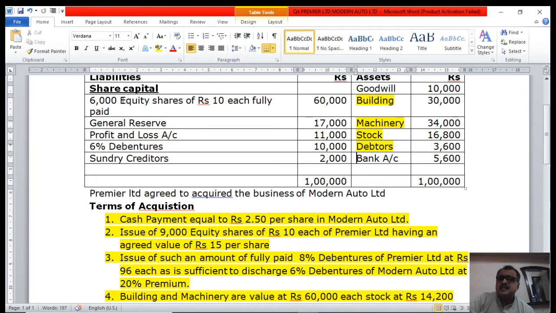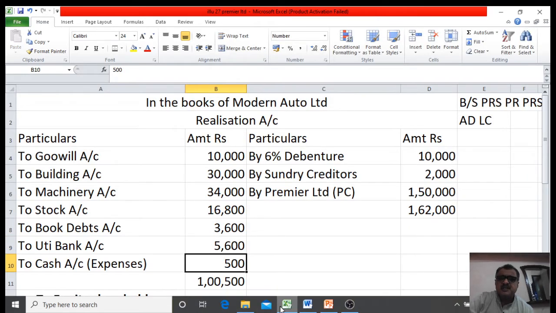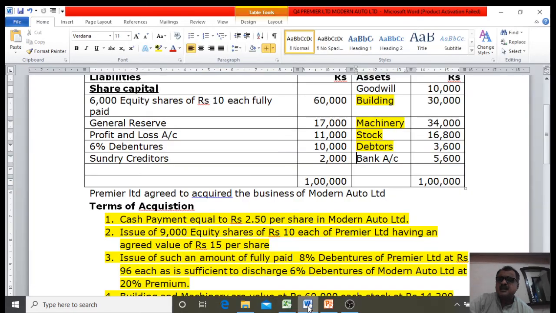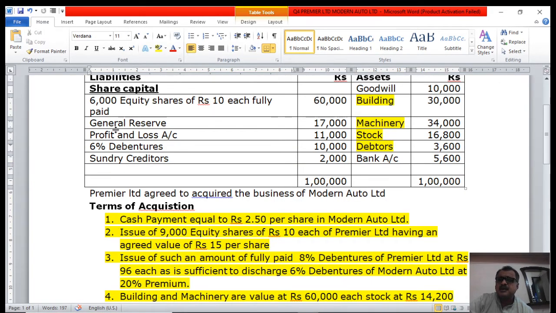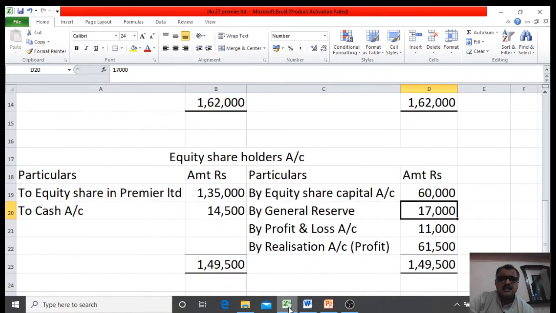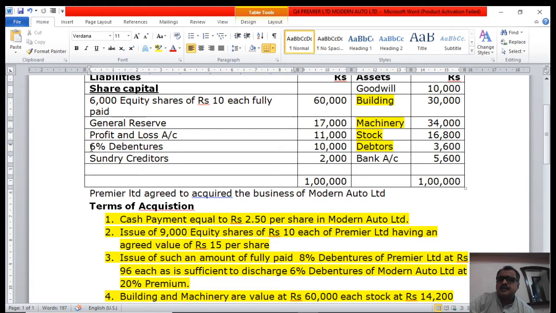The first liability is 6,000 equity shares of rupees 10 each. So this will go in equity shareholder account. So you have to write here in equity shareholder account by equity share capital 60,000. The next liabilities are two reserves, that is general reserve and profit and loss account. Now these two reserves will be transferred to equity shareholder account credit side, that is general reserve 17,000 and profit and loss account 11,000. Next there are two outside liabilities, that is 6% debenture and sundry creditors.